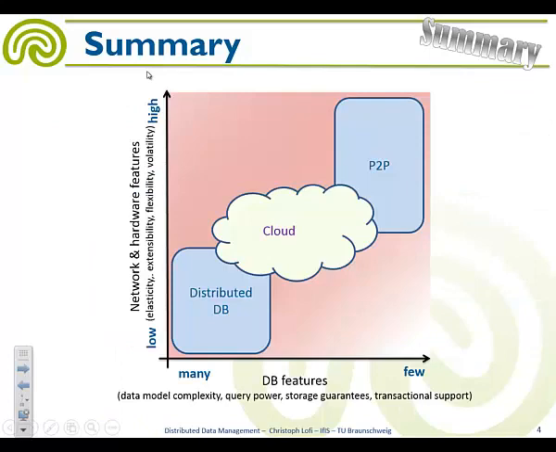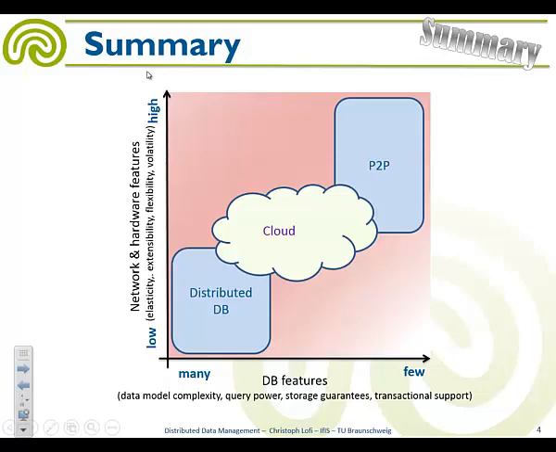So basically we have something like that. We have a trade-off between database features. Usually the more database features you require, the less elastic, the less flexible, the less scalable your system will be. And traditional distributed databases will be here in the lower left corner, while peer-to-peer systems are in the top right corner, and cloud systems can be anything in between.